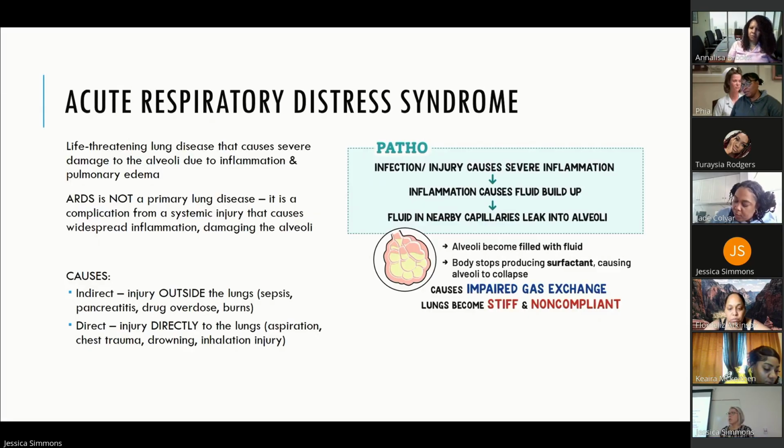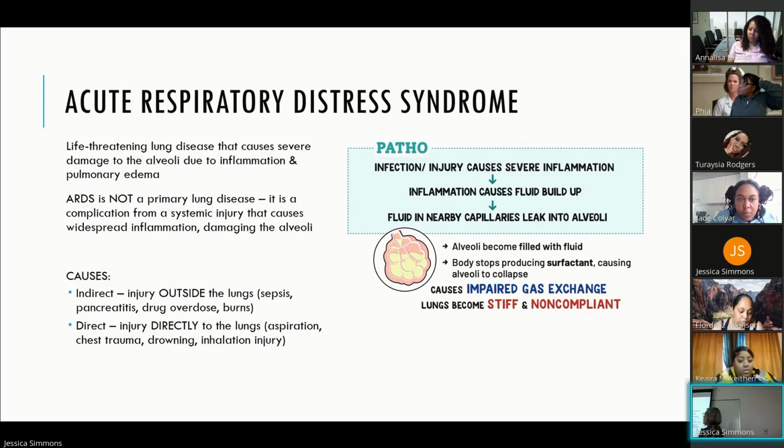Okay, so an indirect cause is injury outside the lungs, like sepsis, pancreatitis, a drug overdose, burns. This is going to be the less likely causes. The more likely causes are going to be your direct injury to the lungs: aspiration, chest trauma, drowning, inhalation, viruses.